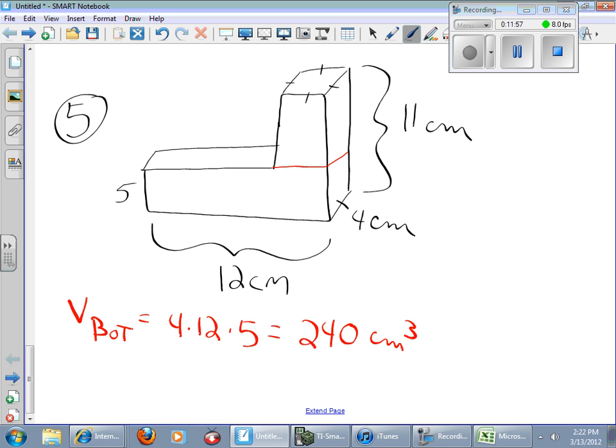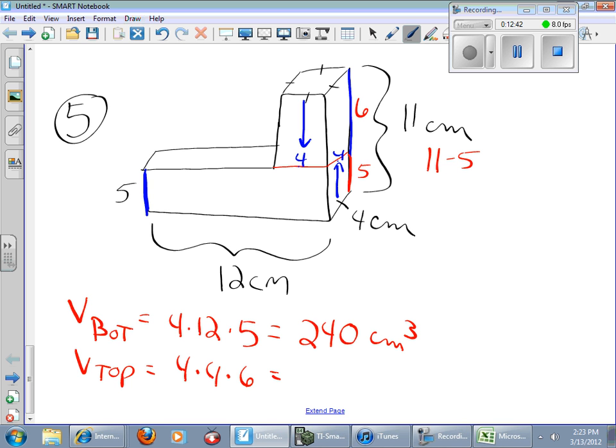Now to do the volume of the top, I just got to make sure I'm labeling everything right. I know for a fact that this is 4 and this is 4. See, they're parallel, right? And that's parallel, so it's 4 by 4. And then I just got to figure out this piece here. Well, the whole thing is 11, but this left side over here is 5, which means that this piece here is 5. If the whole thing is 11 and that part of it's 5, what's left over must be 6. How did I get that? 11 minus 5. So that must be 6. So the volume of the top prism is 4 times 4 times 6.